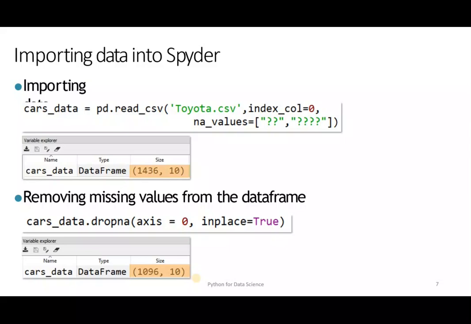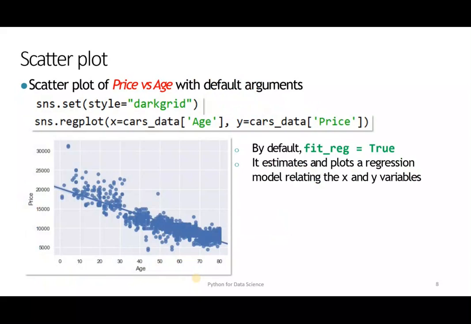So only 1096 observations with 10 columns are there. Now next, we are looking at how to create the scatter plot. Here we are going to plot price versus age, and that will be built using the default arguments. If you see the first line, I have given sns.set.